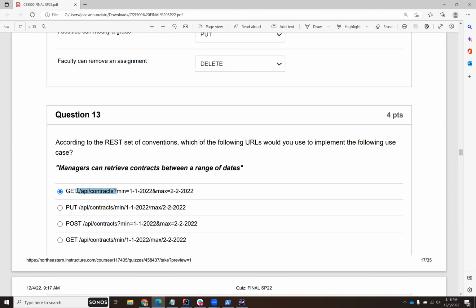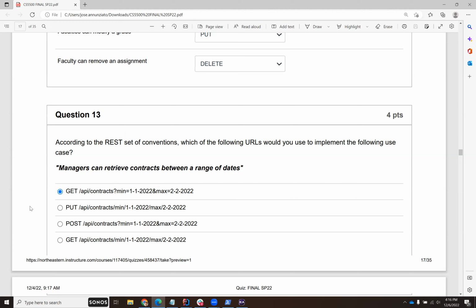Whereas you want to filter things, right? And say you don't want all the contracts. You don't want just one contract, or you want all the contracts, which is all you can do with paths, right? But instead you want to filter it. Okay, well, I want lots of contracts, but the ones that match this particular criteria. And you can do that. You can encode that as part of the query string. Okay. And so this asks you, which one would you use?